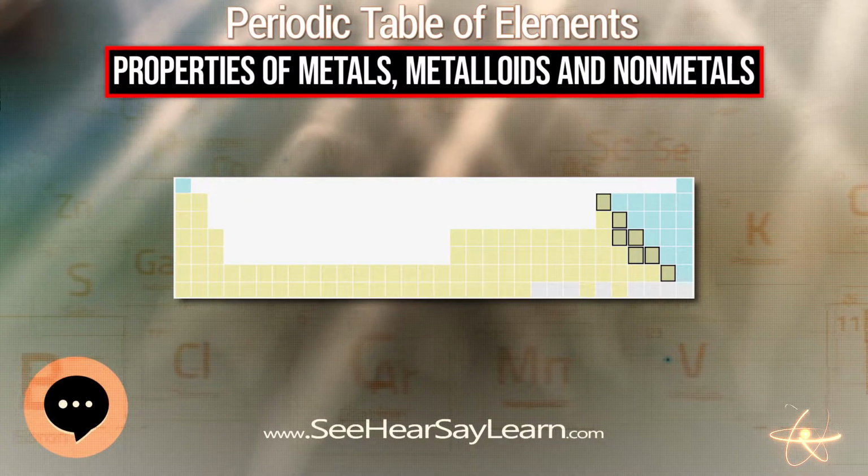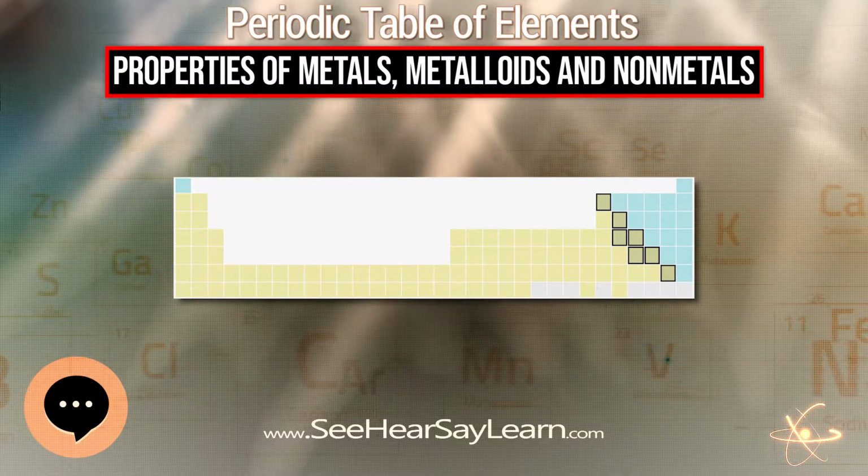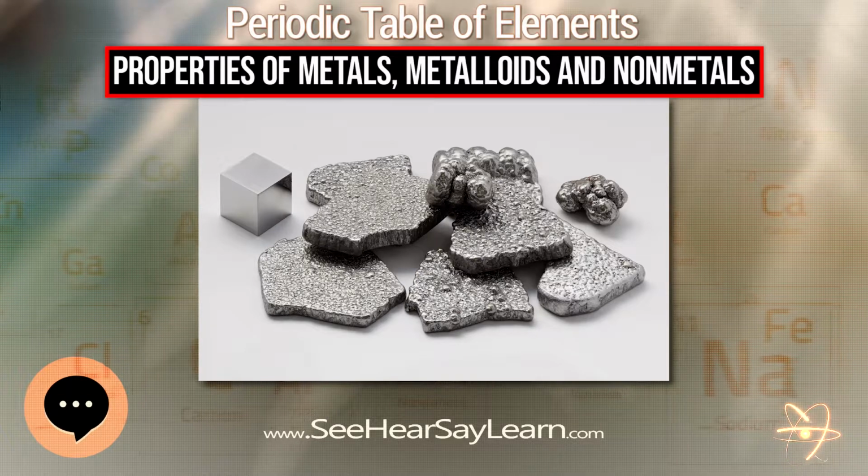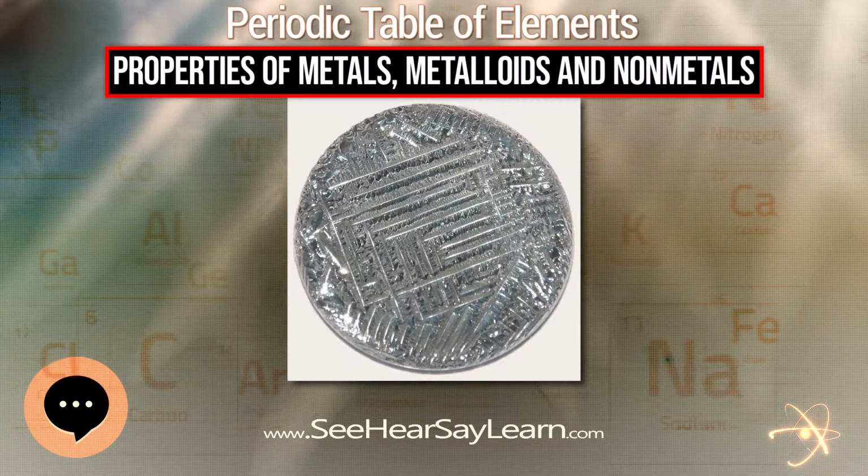Properties of metals, metalloids, and nonmetals. The chemical elements can be broadly divided into metals, metalloids, and nonmetals according to their shared physical and chemical properties.